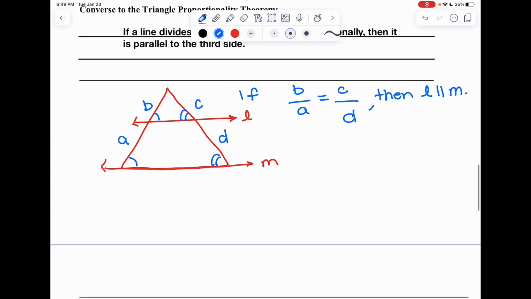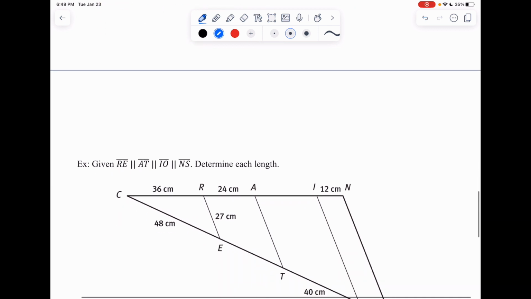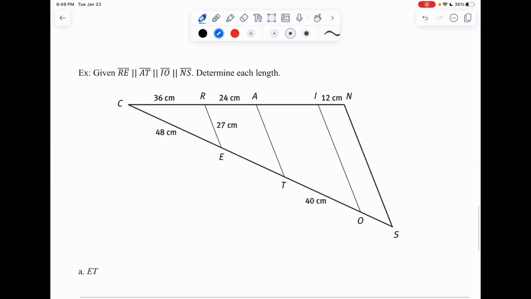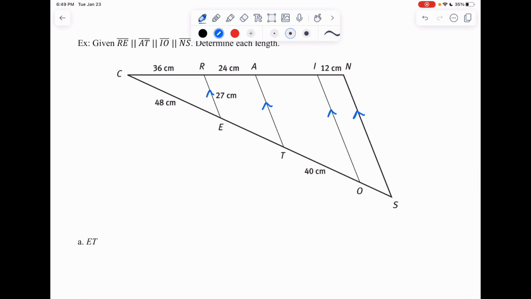Let's try one more example together. Given line RE is parallel to line AT, which is parallel to line IO, which is parallel to line NS, determine each length. Now by the transitive property, all of these parallel lines are parallel to one another, which means we can use our triangle proportionality theorem.